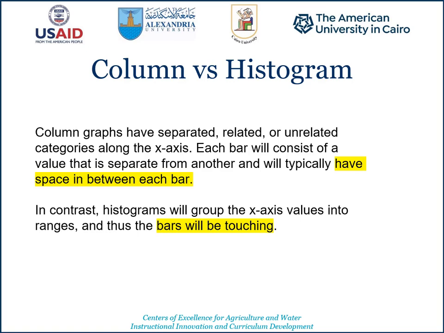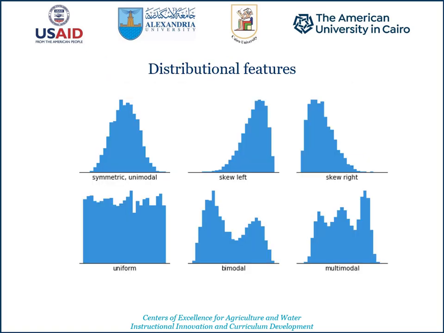The difference between column and histogram: column graphs have separated, related or unrelated categories along the x-axis. Each bar will consist of a value that is separate from another and will typically have space in between each bar. However, histograms will group the x-axis values into ranges, and thus the bars will be touching.